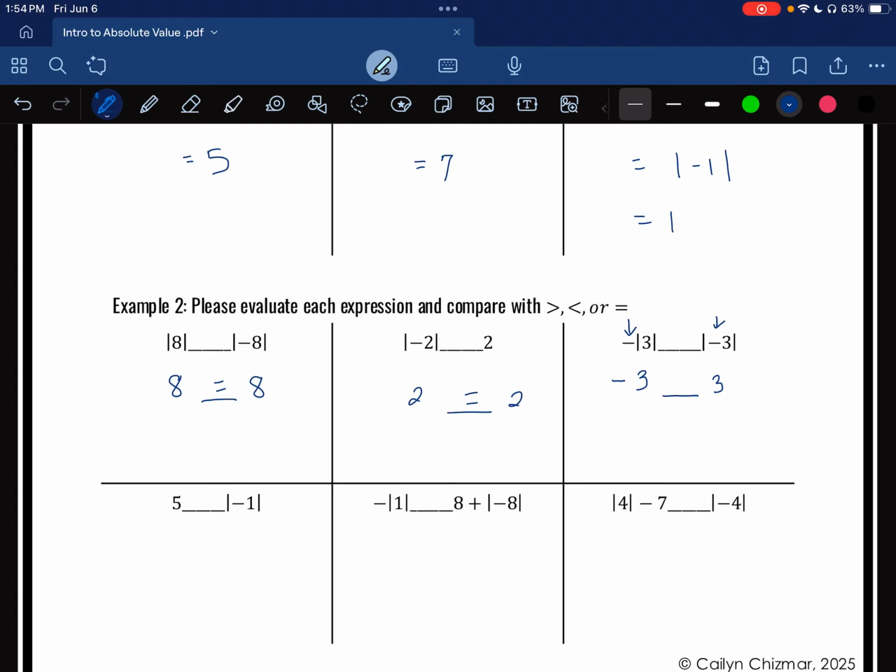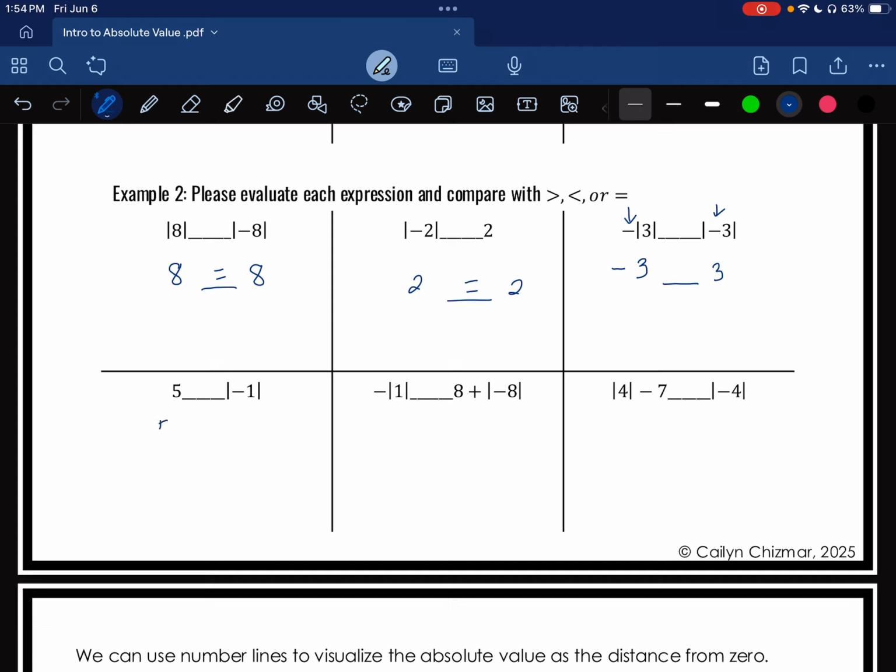Great. So here, how does 5 compare with positive 1? 5 is greater than positive 1. Here, it's going to be -1, and we're trying to see how it compares with 8 plus 8, which is going to be 16. So 16 is greater, so we'll say -1 is less than 16. And then here we'll have 4 minus 7 on the left and 4 on the right. So this will be -3. How does it compare to 4? Let's say that that's less than.